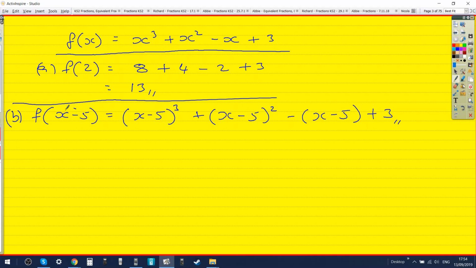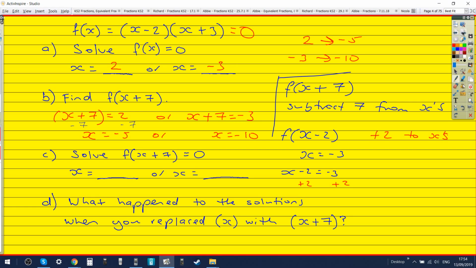You can just see that means 5 to the right. And so there you go. We don't have to figure out what the new equation is. You can just replace all the x's with x minus 5. Otherwise it'd be quite difficult.